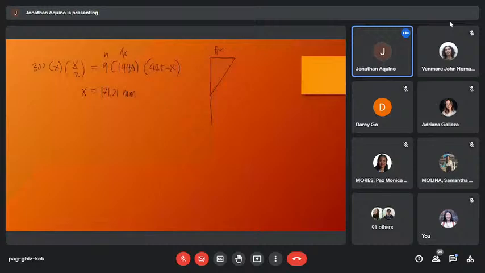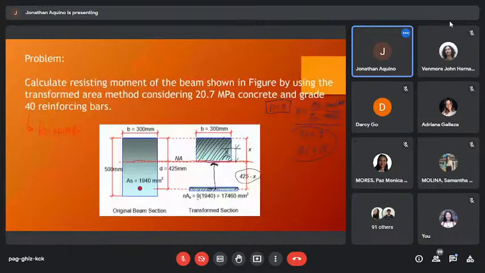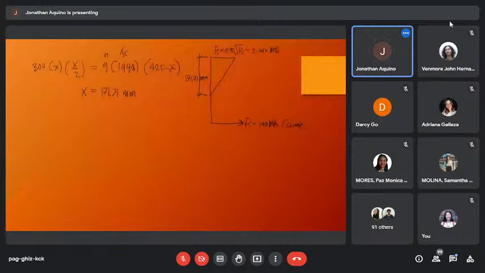2.047 megapascal. Okay. So this centroid value x is equal to 171.71 millimeter. Then the fs is equal to 140 megapascal for grade 40. Grade 40 yung bakal natin. Okay, grade 40 reinforcing bars.